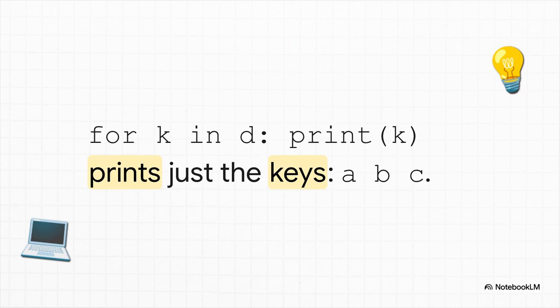So let's look at this super simple piece of code. We've got our dictionary, d, and we just do a for k in d and print k. And what do we get? Just a, b, and c. See? No values in sight, just the keys. That's Python's default behavior, plain and simple.